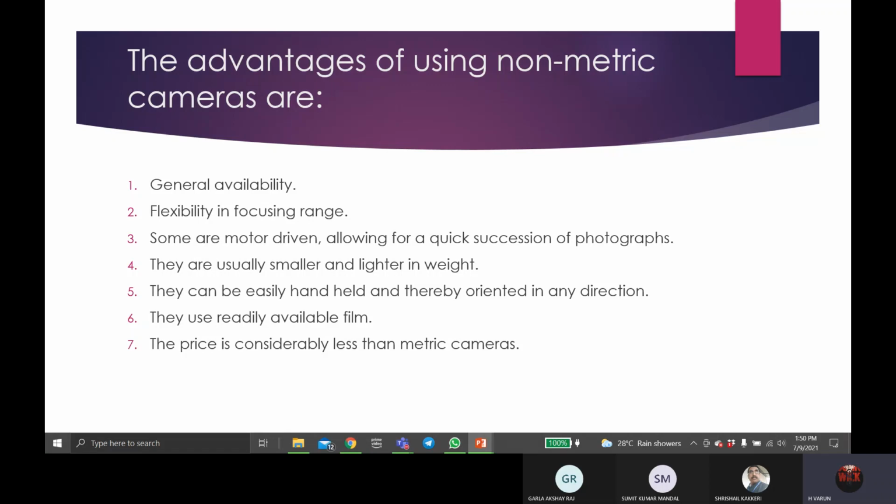They are readily available, and film is used. It's like you take a photo with a camera and you get it in an image gallery. That is like metric cameras, where you get instant pictures, readily available. Maybe we can say, depending upon the resolution, it may take around 5 to 10 minutes or maximum 1 hour, depending upon the resolution of the picture. The price is considerably less than metric cameras. Comparatively to metric, non-metric is less.